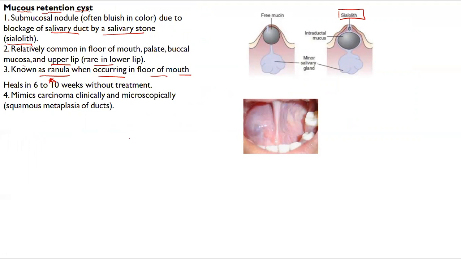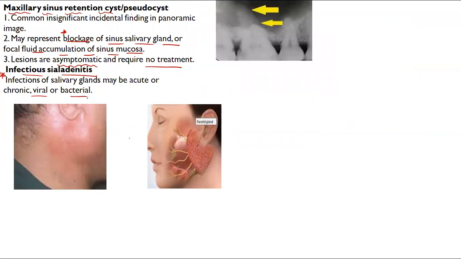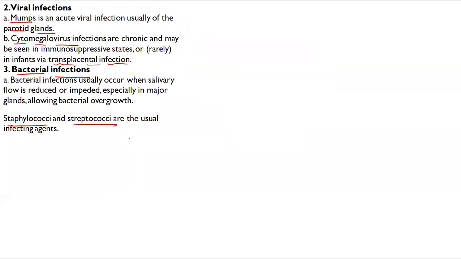Salivary glands might be blocked because of a salivary stone that is called a sialolith, and it is called a ranula when it occurs in the floor of the mouth. Heals by 6 to 10 weeks without treatment. Maxillary sinus retention cyst or pseudocyst, which is common in radiographs, occurs because of the blockade of the sinus. Infectious sialadenitis can be caused by different bacterial and viral infections.